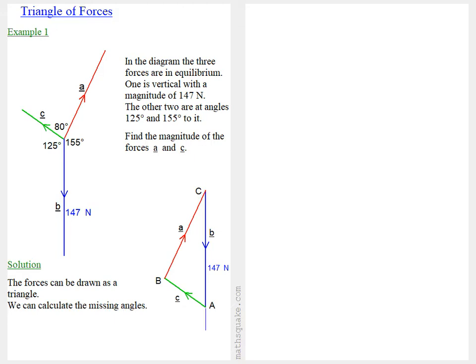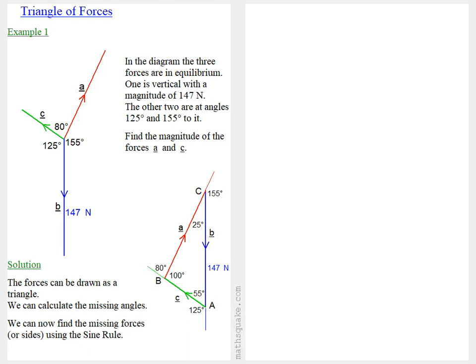If we extend the vector B past A, we get an external angle of 125 degrees, just as in the original diagram, which means the angle in the triangle is 55 degrees. If we now extend the vector C past the point B, we get an external angle of 80 degrees, again as it was in the original diagram. This means that the angle inside the triangle is 100 degrees. And if we extend the vector A beyond C, we get an external angle of 155 degrees, just as we've got in the original diagram. And so the angle in the triangle is 25 degrees.